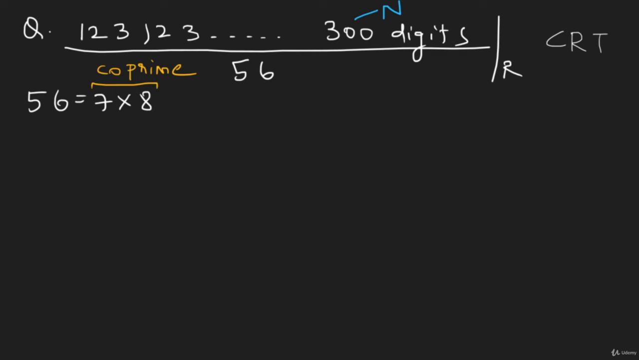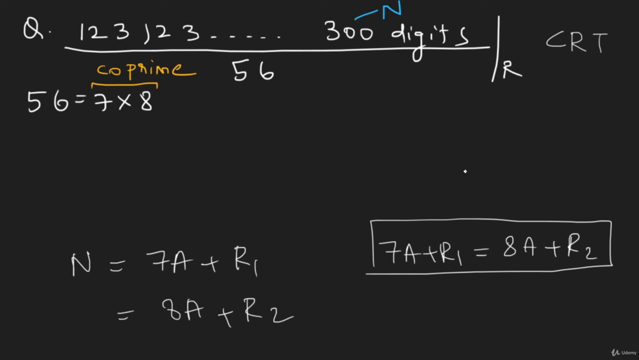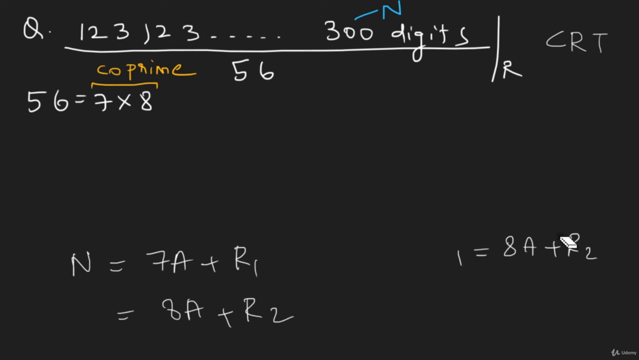Now the approach is that we have to write this n over here as some multiple of 7 plus the remainder that you get in this case, and you also have to write n as a multiple of 8 and the remainder that you get in the case of 8. Now when you equate these two, 7a plus r1 equal to 8a plus r2, this is an equation of an arithmetic progression in which n also will be part, right? So that's the approach. Now let's do it in detail together.